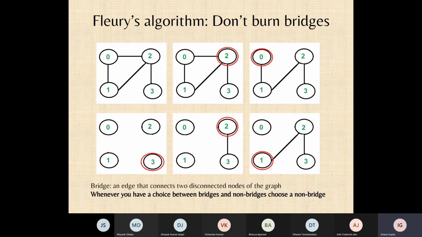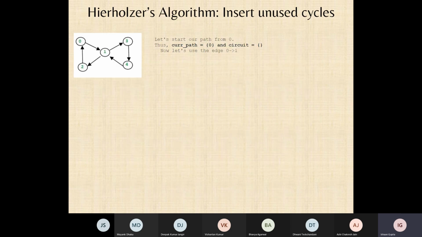The other algorithm is called the Hierholzer algorithm. Here the idea is to insert unused cycles at each point of time. For doing this, you maintain two lists of nodes. One list of nodes is where you start from, and the other list of nodes is actually the circuit that you're talking about. So let us say that we start at the node 0.